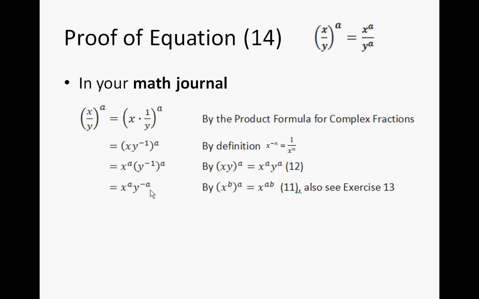And now we're going to put this back in its fraction form. So if y to the negative a power is the reciprocal of y to the a, and again, that is using equation 9, then we end up with x to the a power over y to the a power, and that is what we have at the end here. So we started with the left side, and we used our definitions and equations to get to the right side.